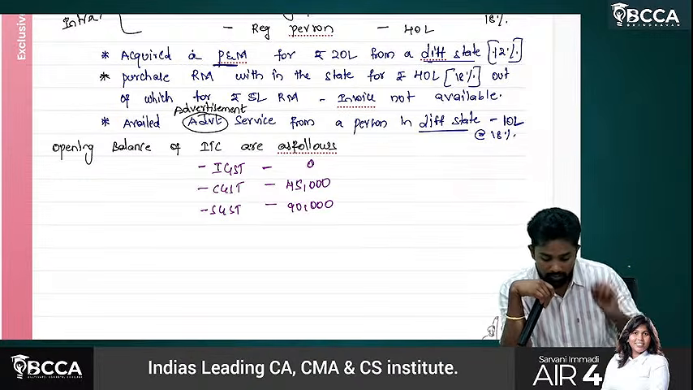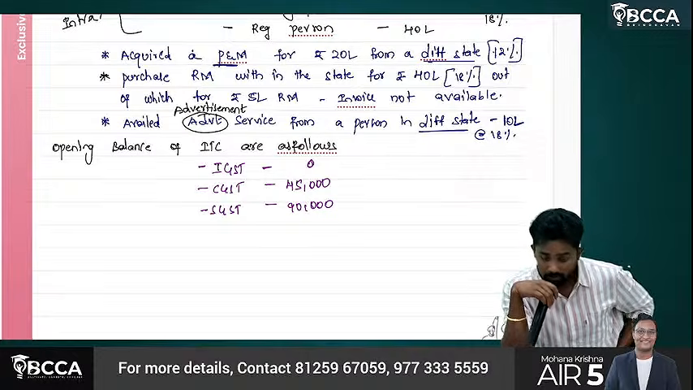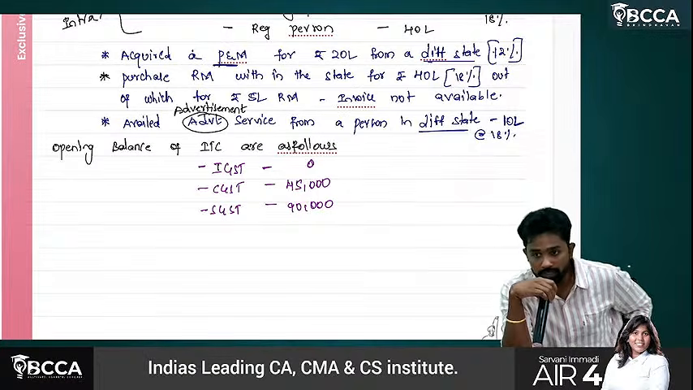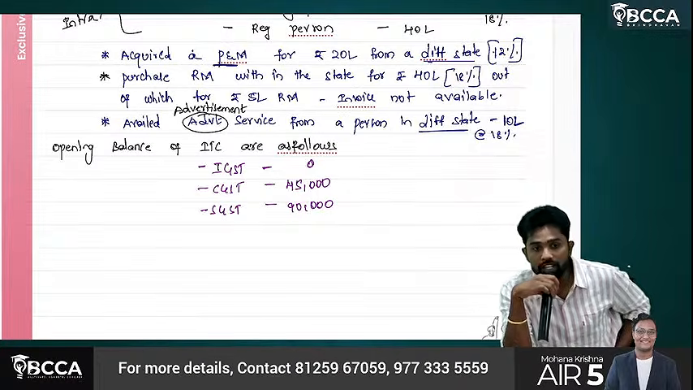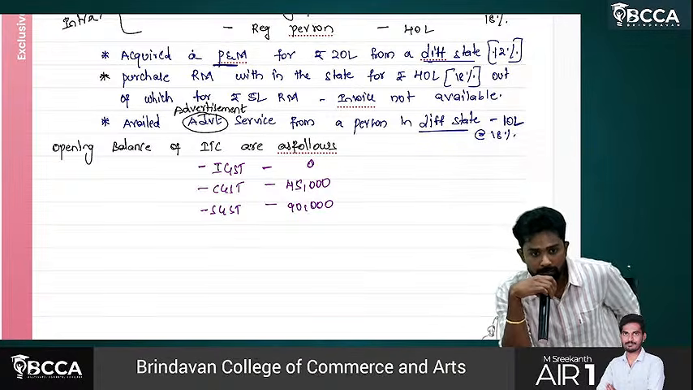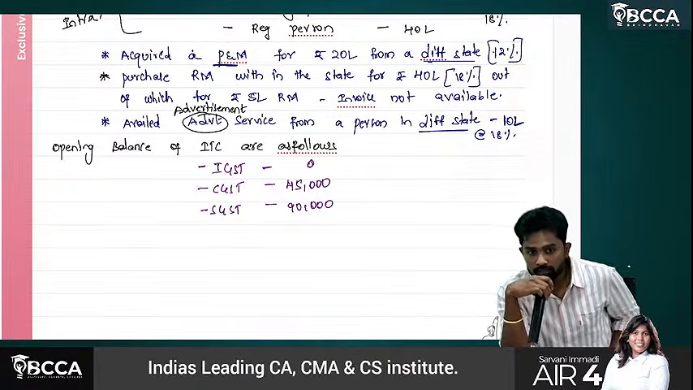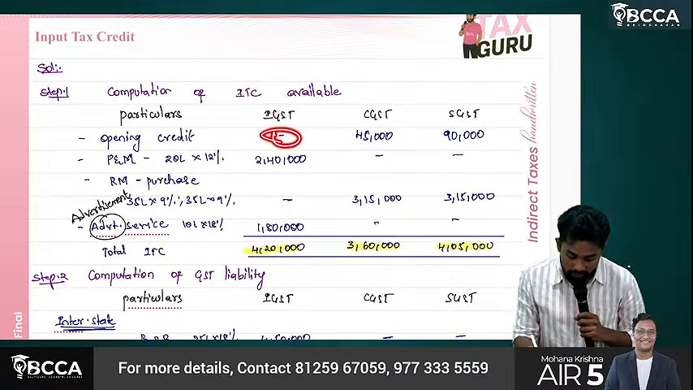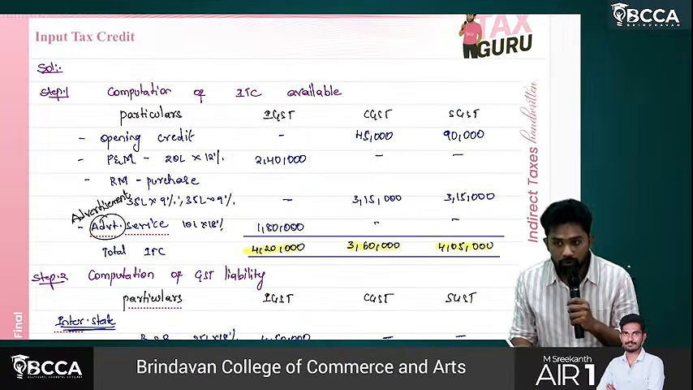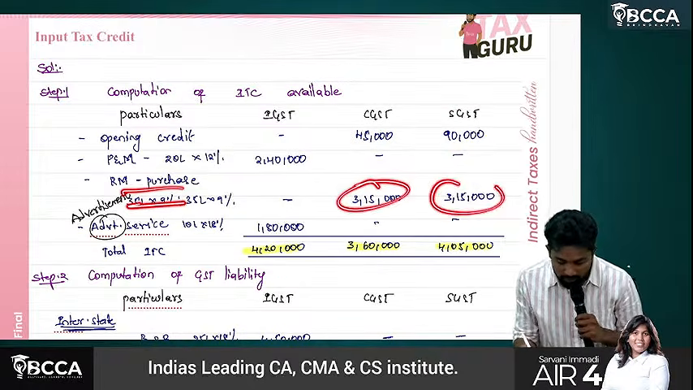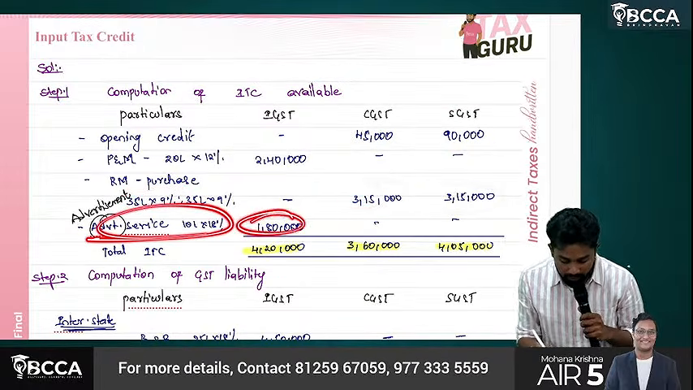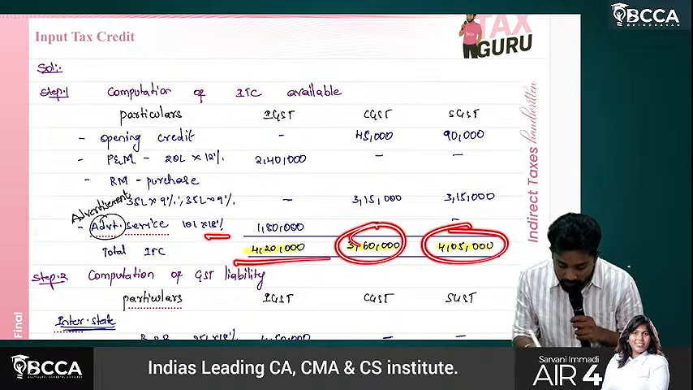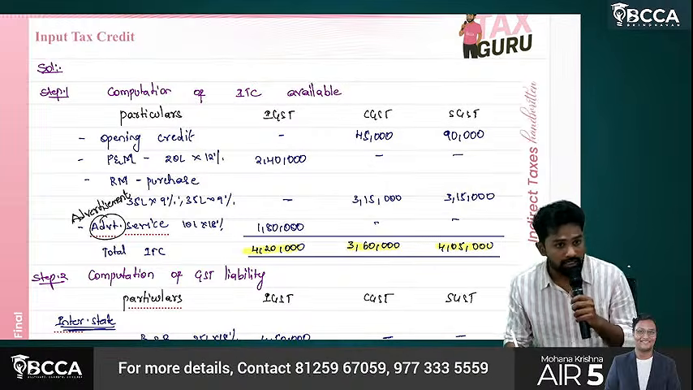How much, sir? On the first case, 20 lakhs into 12%. How much? 2 lakh 40,000 IGST credit will be there. Then the second one, sir, 35 lakhs into 9% and 9%. How much? 3 lakh 15,000 each. So you'll see here: opening 0, 45, 90. Then on plant and machinery, 2 lakh 40. Then on raw materials, 3 lakh 15, 3 lakh 15. Then on advertisement service, 1 lakh 80. So the total ITC is how much? 4 lakh 20, 3 lakh 60, 4 lakh 5. This is the ITC available.